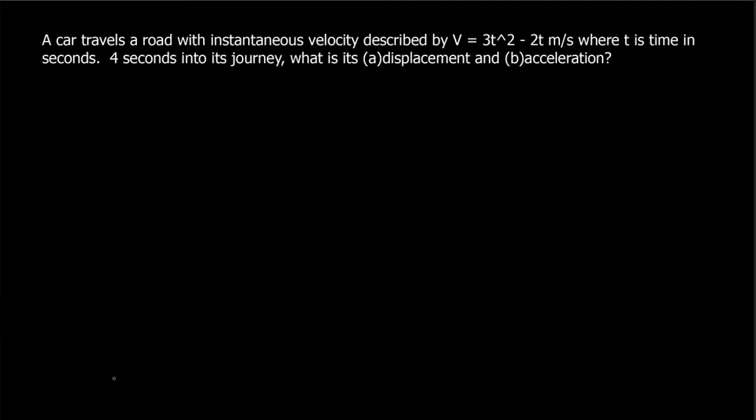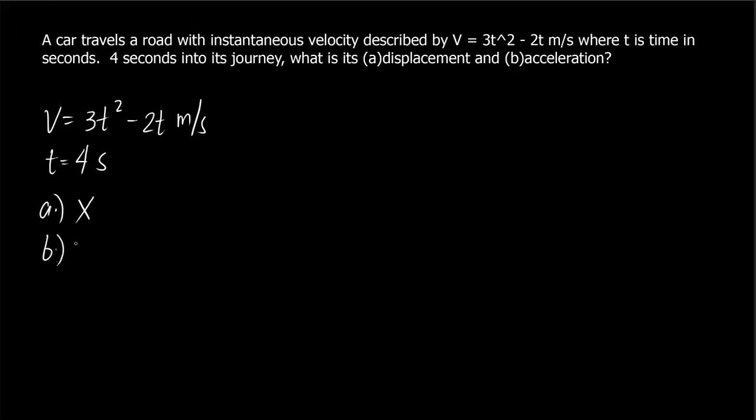So, ginukas ko di sila danay, no? And this will involve a bit of calculus. So, as you can see, a car travels a road with instantaneous velocity described by an equation. V equals 3t squared minus 2t meters per second, where t is time in seconds. And may given kita diri nga time which is 4 seconds. So, ang ginapamangkot is A, displacement, that is symbol X, and B, acceleration, so ang symbol natin is A.